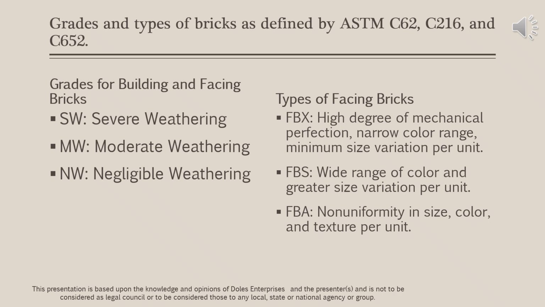But bricks are provided with a grade, and it's quite simple, really, and it makes sense the way they're written. Grades for building and facing bricks include SW, which is severe weathering, MW is moderate, and NW is more for negligible weathering conditions.